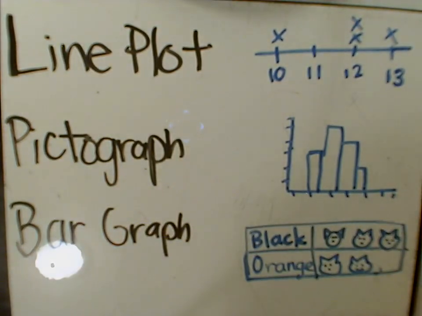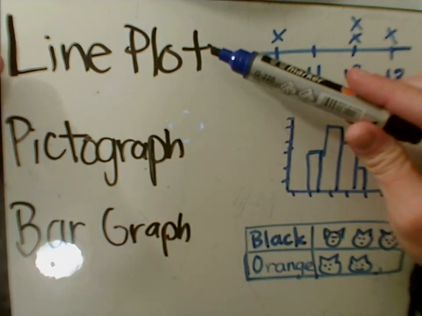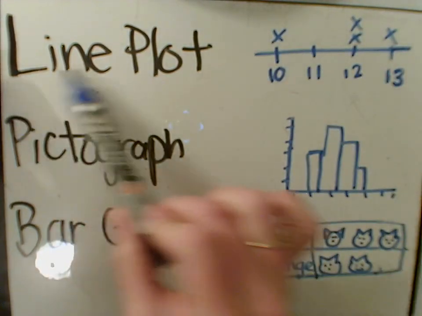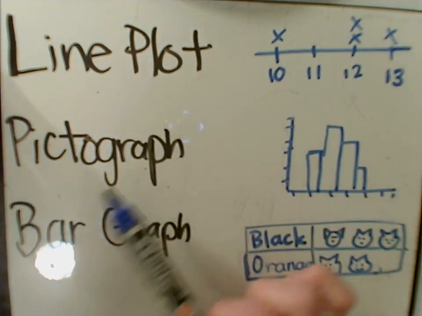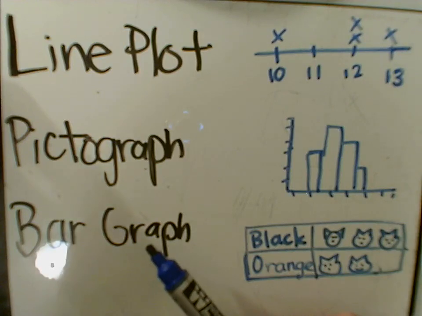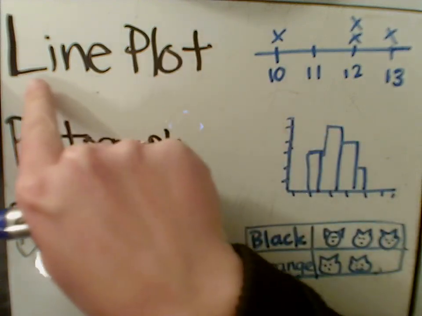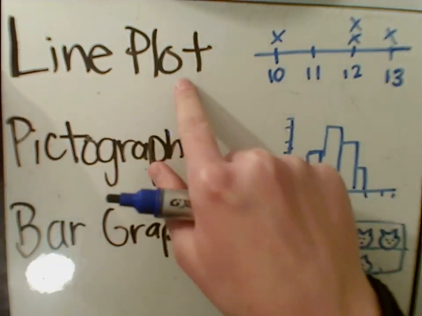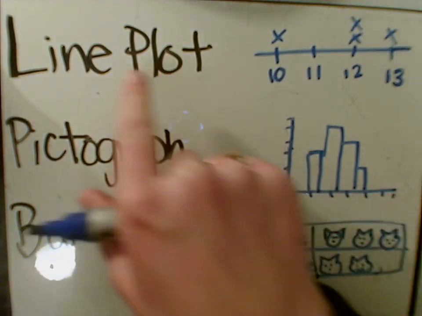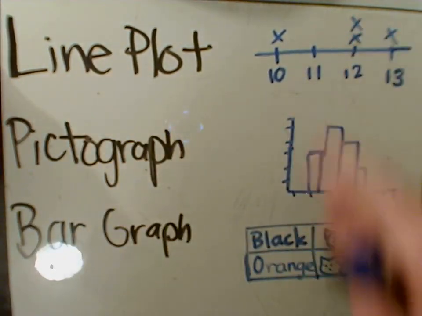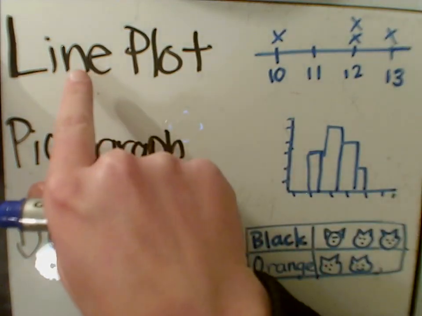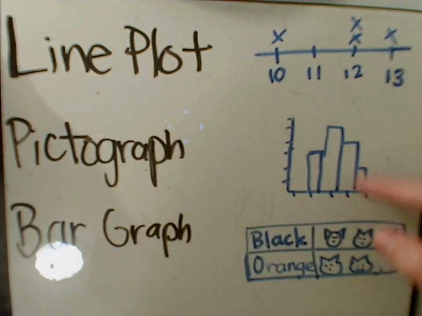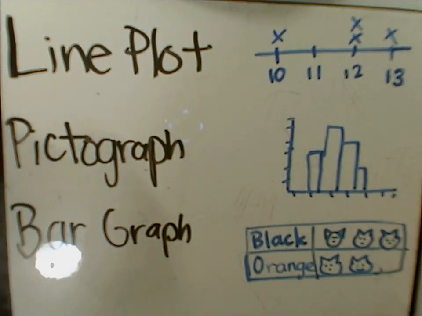All right, so let's do some review. I want you to look at these 3 different graphs that we've learned about already. We've learned about line plots, pictographs, and a bar graph. And what I want you to do is with your finger, I want you to connect each organizer to the correct graphs. So which name connects to the right graph? It's switched up. So, for instance, line plot, which one of these represents a line plot? Okay, so you can pause this video and see if you can connect them correctly.